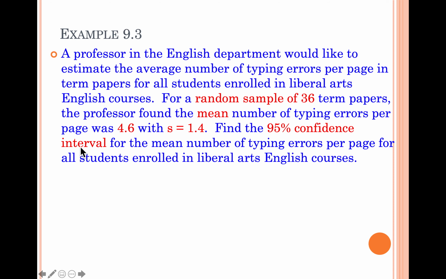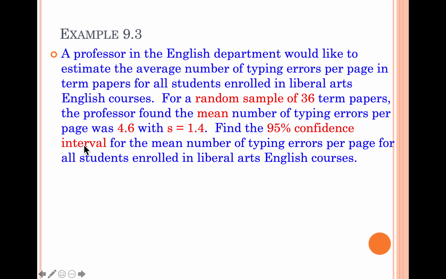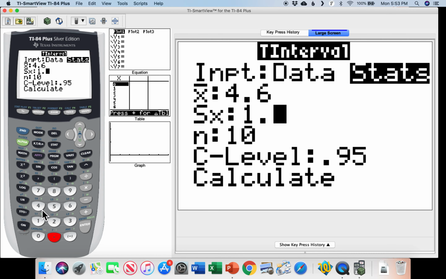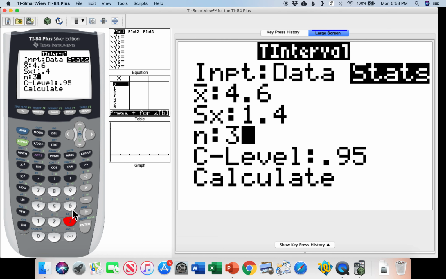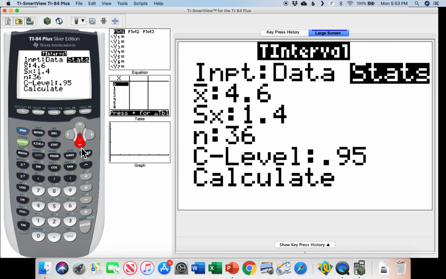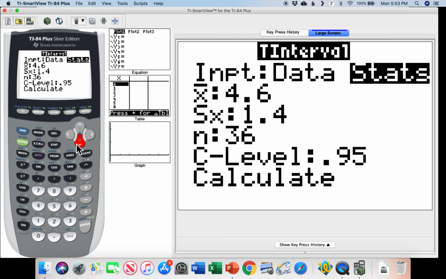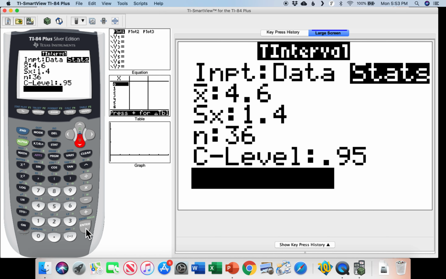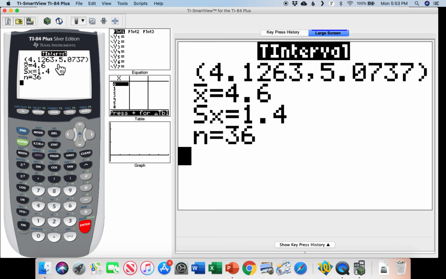Okay. So x bar is 4.6. Sample standard deviation is 1.4. Sample size is 36. The level of confidence is 0.95. We're building a 95% confidence interval here. So go down to calculate and hit enter. And the calculator gives us a lower end of the confidence interval and an upper end.